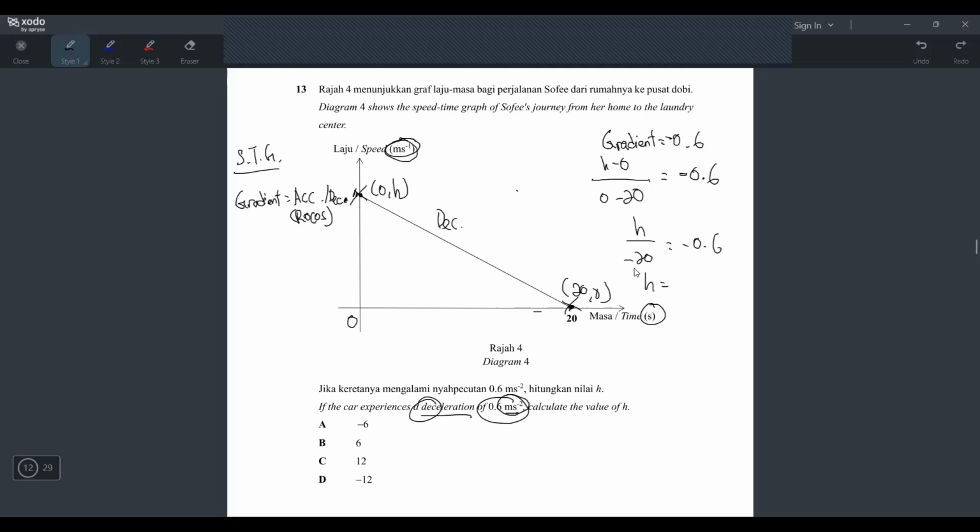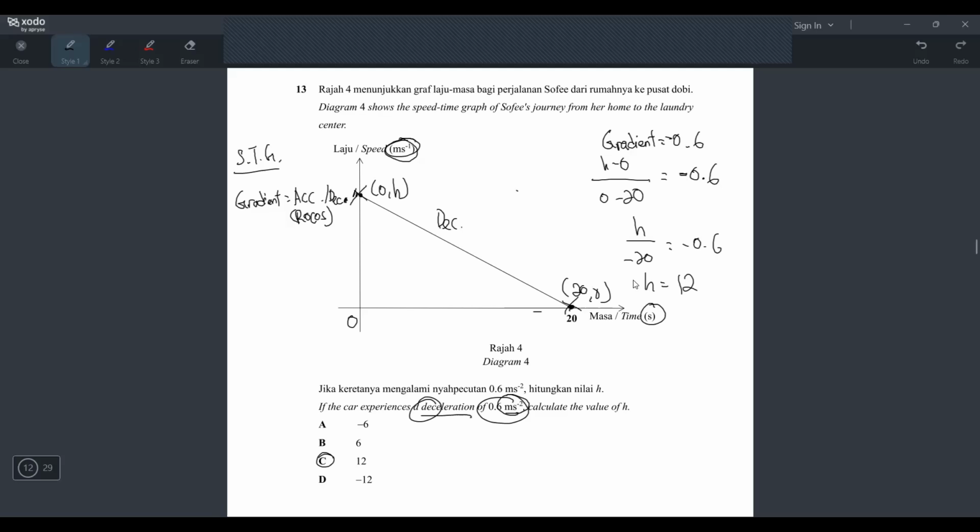So your h will be positive, because negative times negative is positive. 20 times 0.6, you will end up with 12, right? So your answer should be positive 12. Maybe some of you do it correctly, but you forget to add the negative here. Then you will end up with negative 12, right?